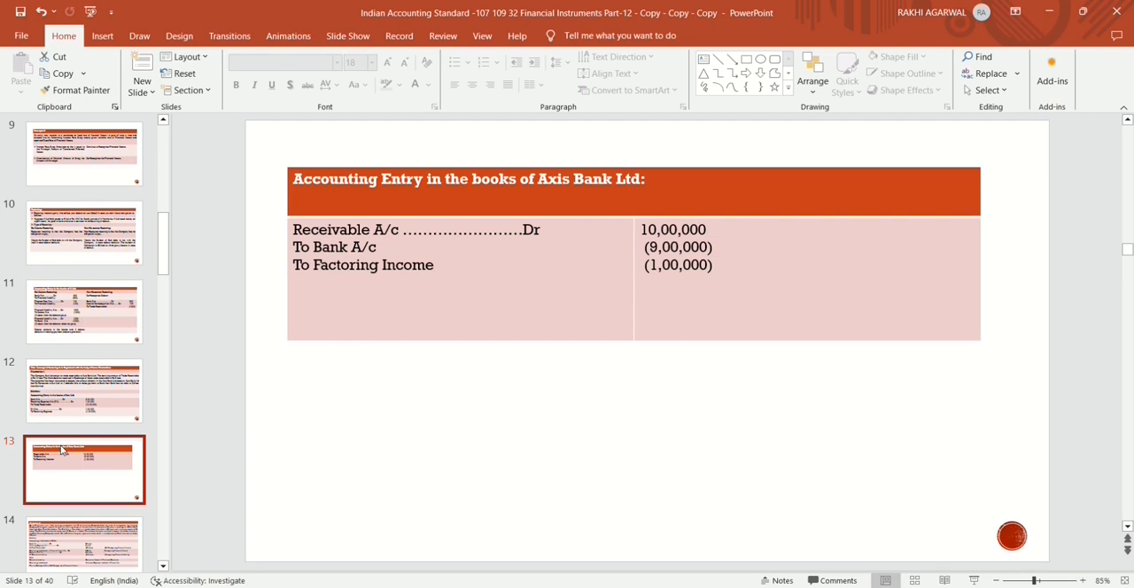Now accounting in the books of the bank, Axis Bank Limited. He will receive the debtor, receivable account debit 10 lakh. He pays 9 lakh to Sun Limited and treats 1 lakh as a factoring income, because in the case of the bank, it is an income of 1 lakh.